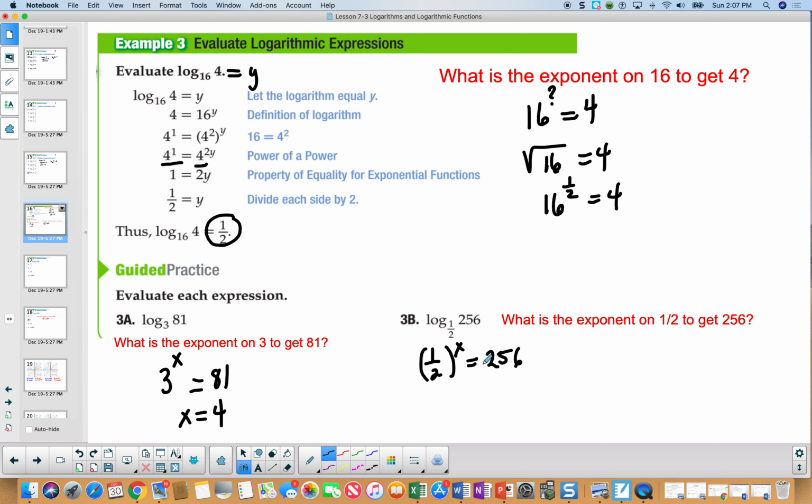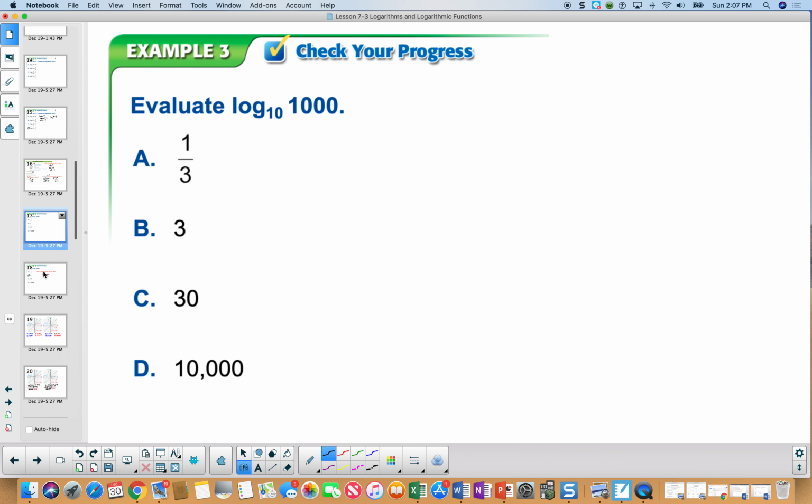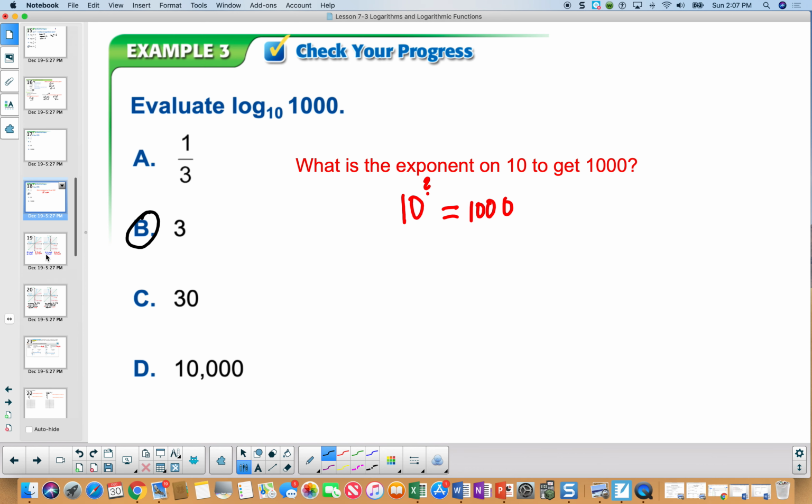Now this might not be something you can do in your head, but we can change them to the same base like we saw up here. 2 to the negative 1 to the x is equal to 2 to the 8th. Pow, pow, multiply me now. And then we can equate the exponents, and x is equal to negative 8. So this expression is the same thing as negative 8. Your turn. Here's the answer.